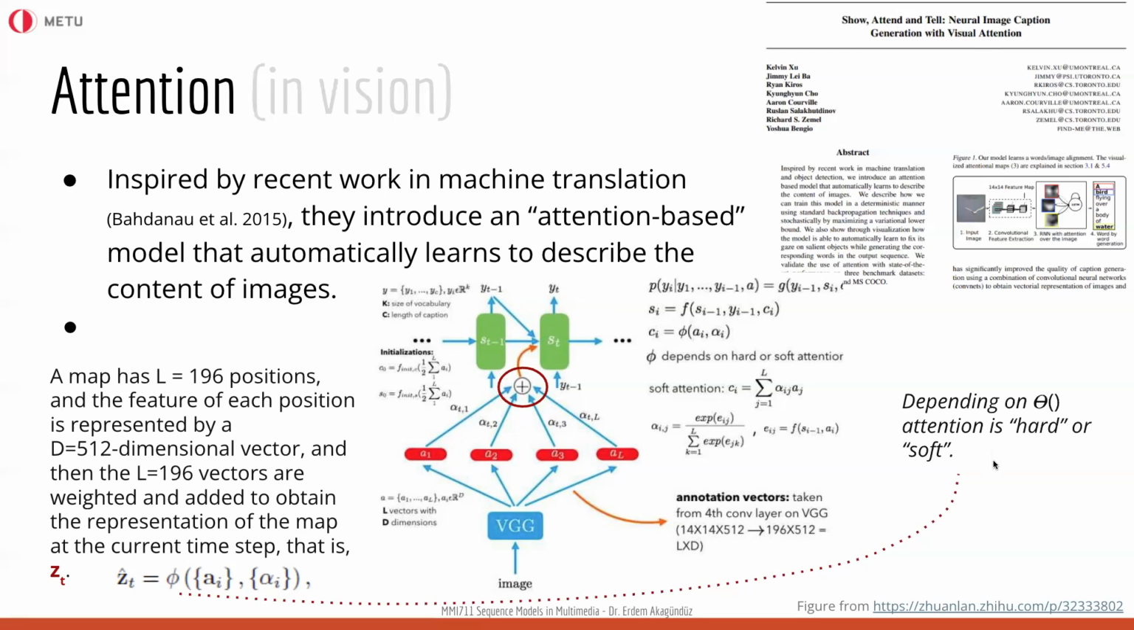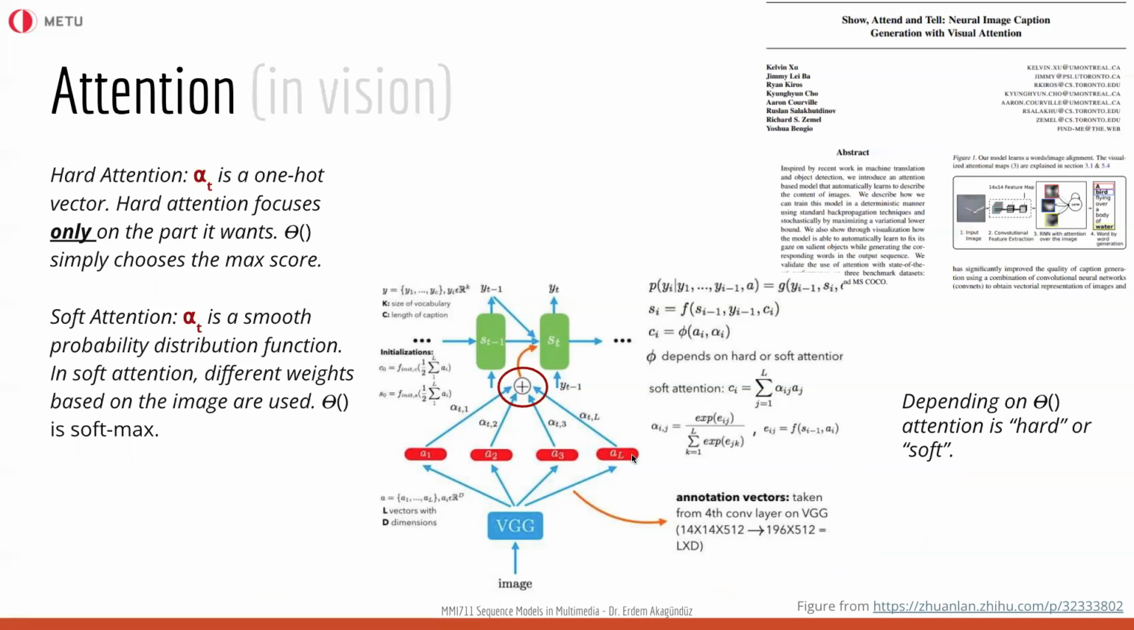At this point, these guys in Show, Attend and Tell define two types of attention, just like global and local attention that Manning defined on the Bahdanau model. These guys define two types of attention, hard or soft attention. So hard attention is if alpha is a one-hot vector, which means one alpha is 1, the others are 0.